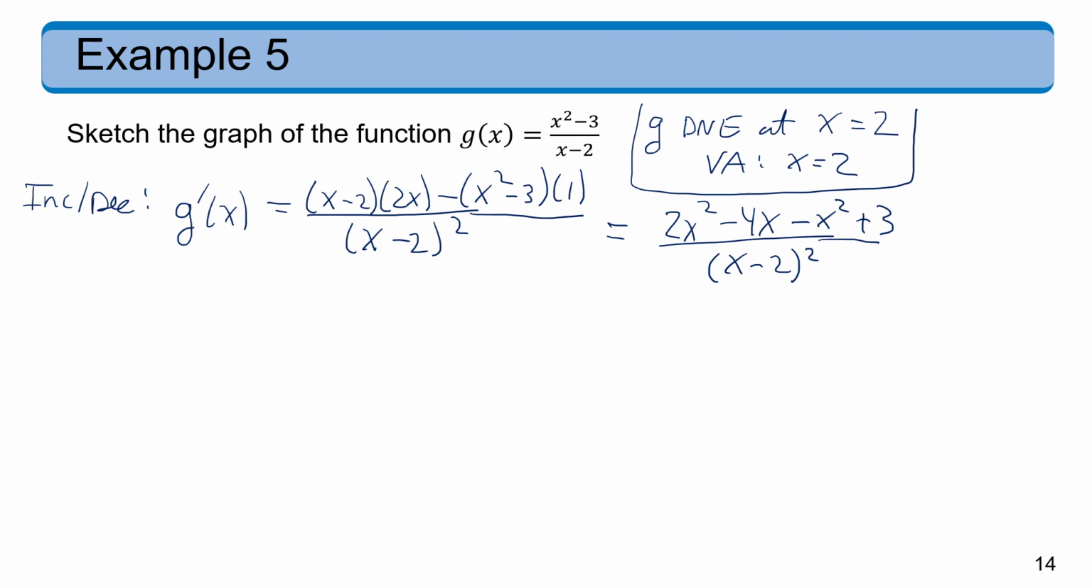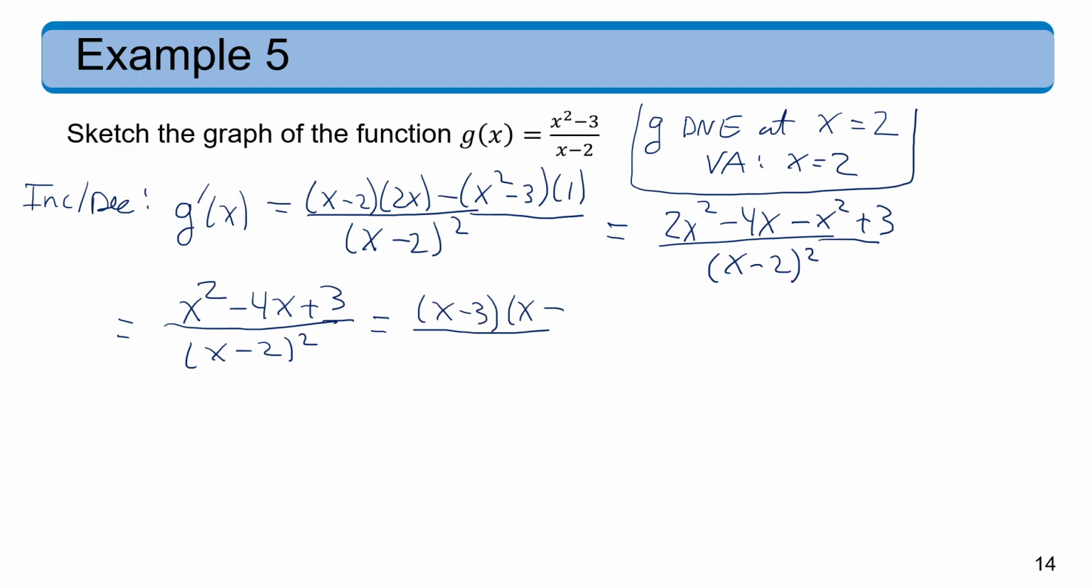So then we can combine like terms in the numerator. So 2x squared combines with minus x squared to become plus 1x squared. And then we've got a minus 4x plus 3. Now remember, we like to factor the derivative if possible, and notice the numerator here factors to x minus 3 times x minus 1. And then the denominator is still the same. Okay, so that's good for g prime.